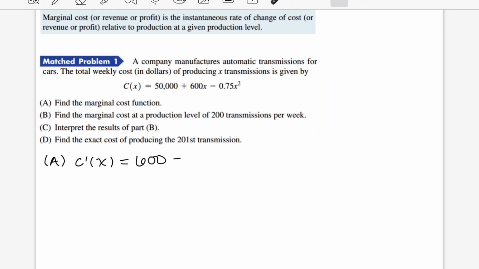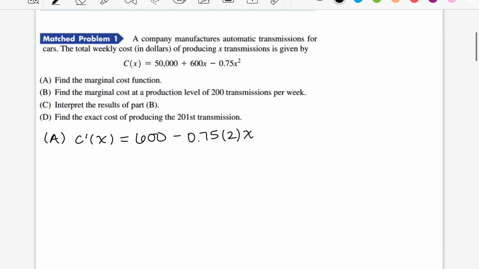Then for this second term here, we're going to subtract the derivative of this guy. So we have 0.75 times 2, because our power 2 is going to come in front. And then we have a remainder of x because our power is going to be 2 minus 1, so x to the power 1. And so we get 600 minus 1.5x. And so that is our marginal cost function.